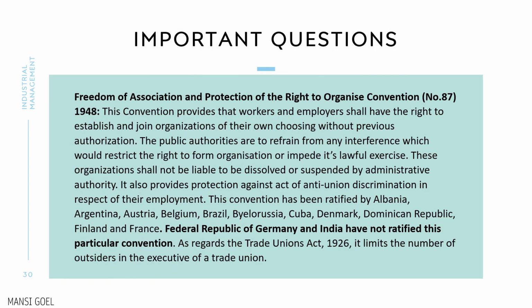Freedom of association and protection of the right to organize, Convention 1948. This convention provides that workers and employers shall have the right to establish and join organizations of their own choosing without previous authorization. The public authorities are to refrain from any interference which would restrict the right to form organizations or impede their lawful exercise. These organizations shall not be liable to be dissolved or suspended by administrative authority. It also provides protection against acts of anti-union discrimination in respect of their employment.